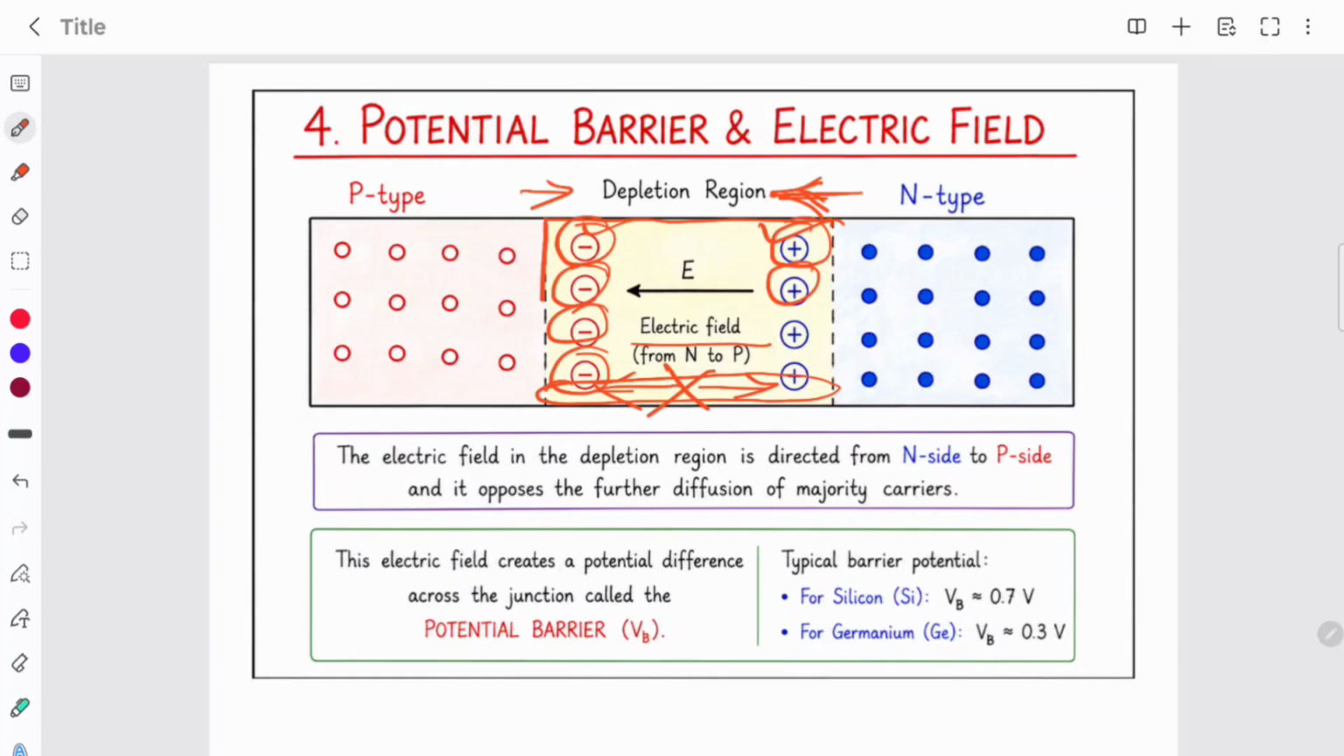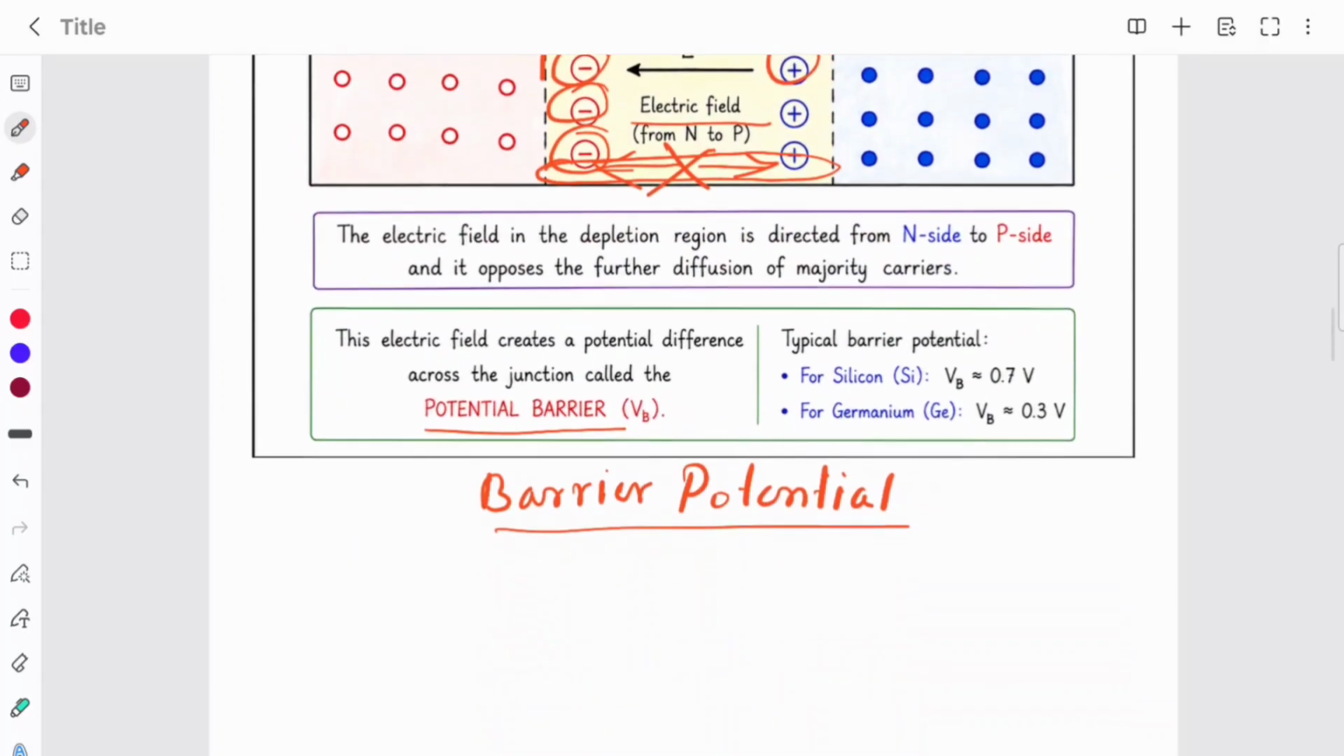As a result, a potential difference develops across the depletion region. This is known as the potential barrier or barrier potential. For a typical silicon PN junction, the barrier potential is approximately 0.7 volt, and for germanium it is 0.3 volt.